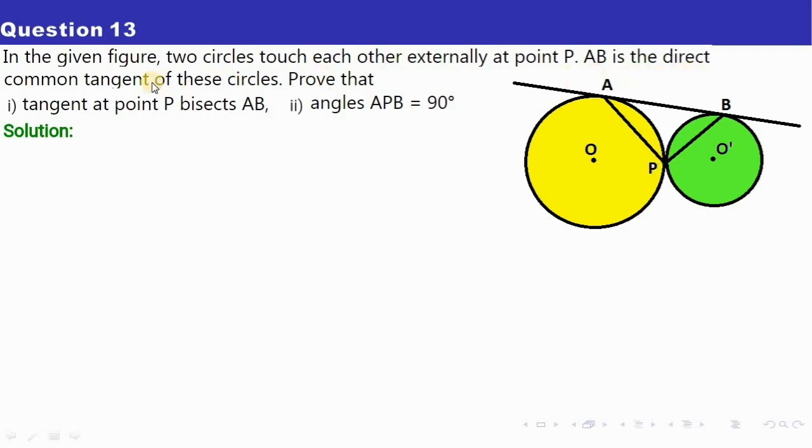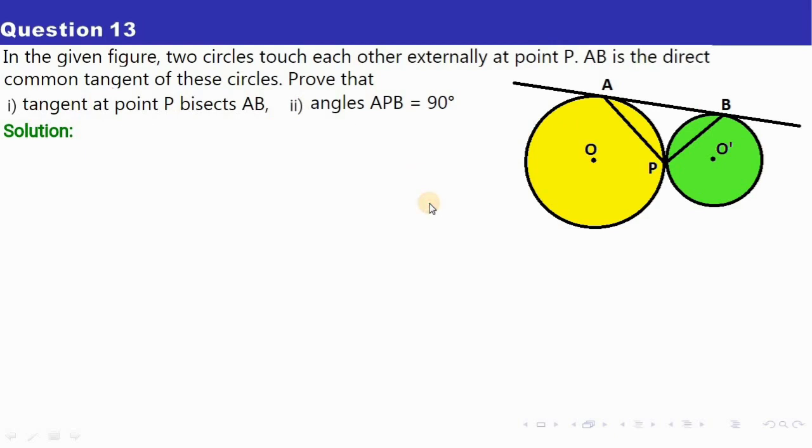AB is the direct common tangent to these circles. There's a tangent whose name is AB, and this tangent touches both the circles, so that's why it becomes your common tangent. Now we need to prove that there are two cases. Let us see the first part, that is the tangent at point P. If you draw a tangent at point P, then that particular tangent will bisect AB. Let us see the first part, then we'll go to the second part.